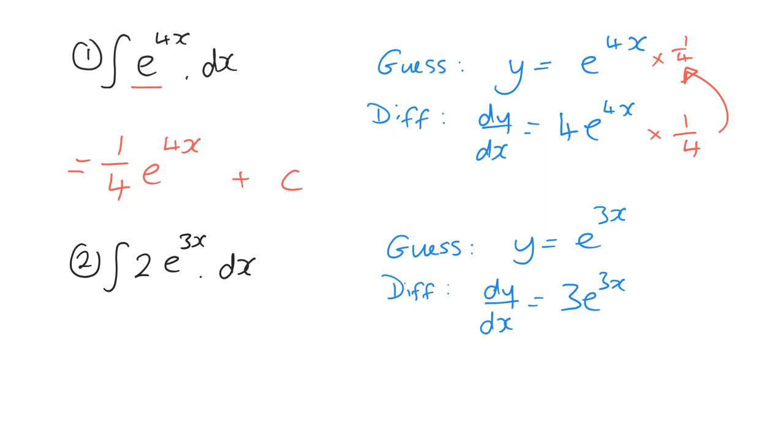So you say, well, what do I have to do? Well, I'll have to get rid of the 3, so divide by 3 and multiply by 2. And then we do the same thing to our guess. We multiply that by 2/3. So our answer is actually 2/3 e to the power of 3x. And then remember your plus c. So again, if we differentiate this, we should get back to our integral.